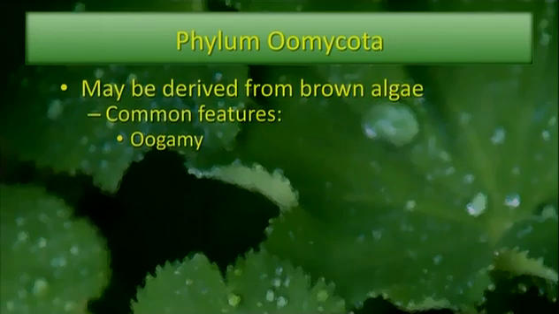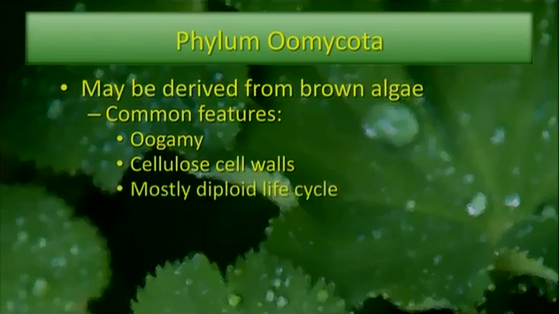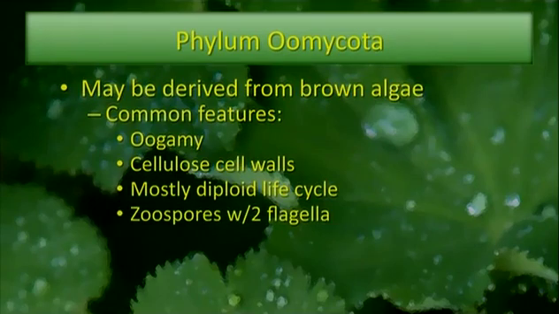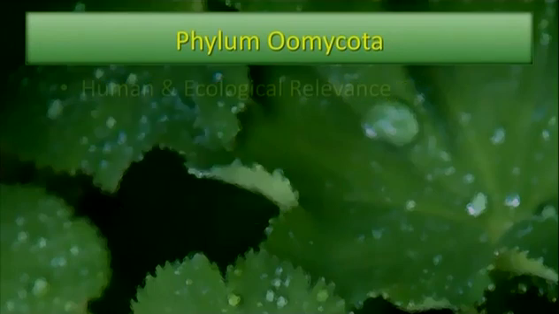They also have cellulose cell walls. Both the brown algae and the Oomycota have cellulose cell walls. They spend most of their life in the diploid state, and they have zoospores that have two flagella. So this might be interesting: the oomycetes may be derived from brown algae, and the red algae might be derived from the cyanobacteria. These are all very interesting evolutionary questions.